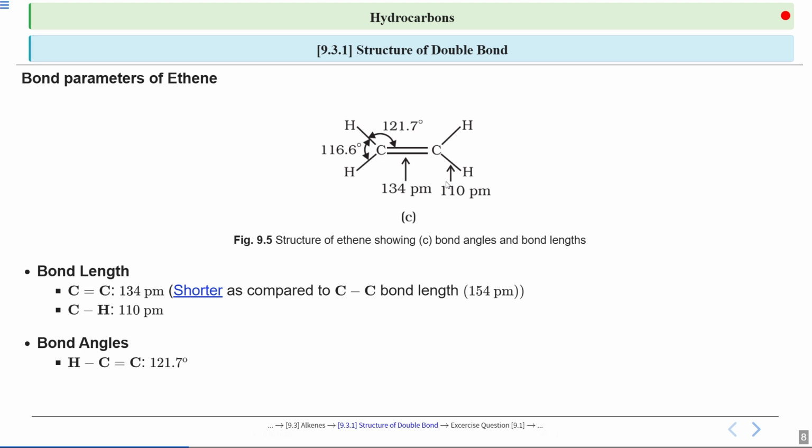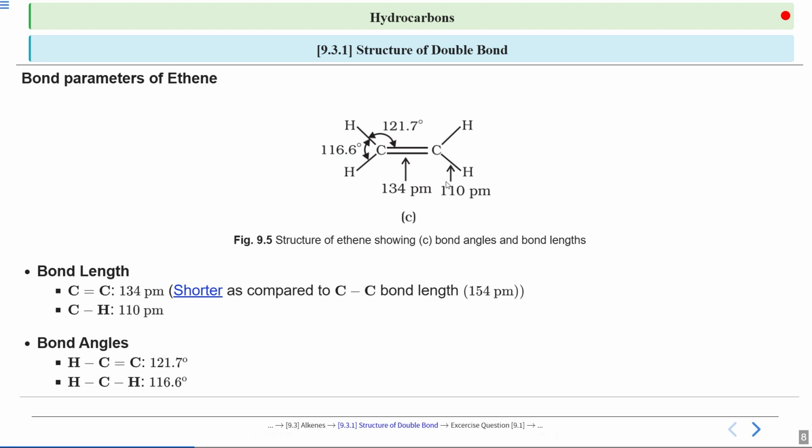Can you think of a reason why this bond angle has increased? The reason is the change in hybridization. When you change the hybridization from sp3 to sp2, you are decreasing the p character, which was initially 75% in the case of an alkane, and now it is approximately 66%. Due to this decrease in p character, the bond angle has increased.